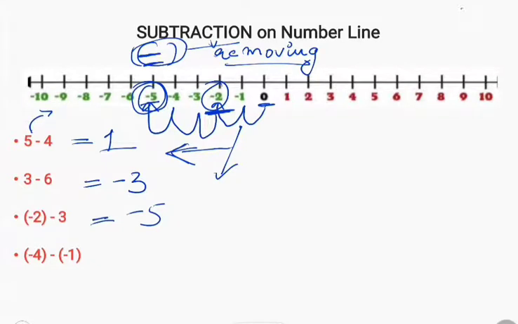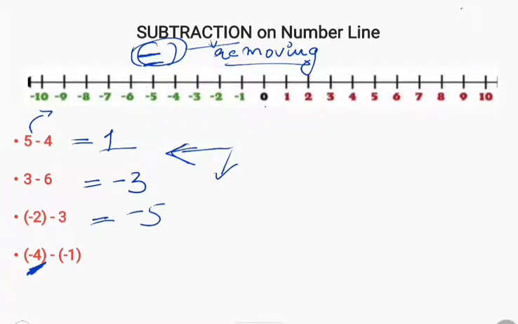So now we'll see the next one. Here it says minus 4. Initially, we have to move 4 steps on the left side from 0. 1, 2, 3, 4. Now there is a negative sign, so that means we have to subtract. That means we have to move on the left side. So we are moving on the left side.